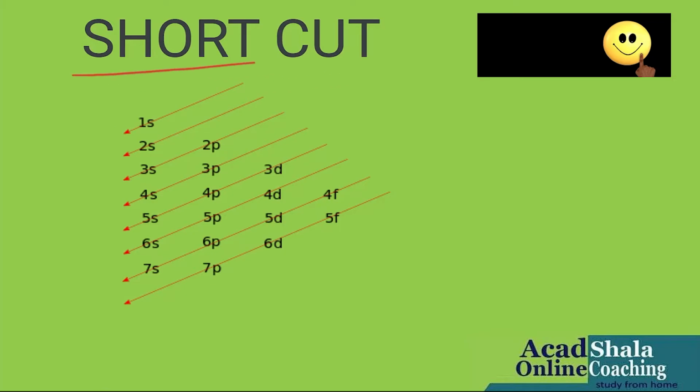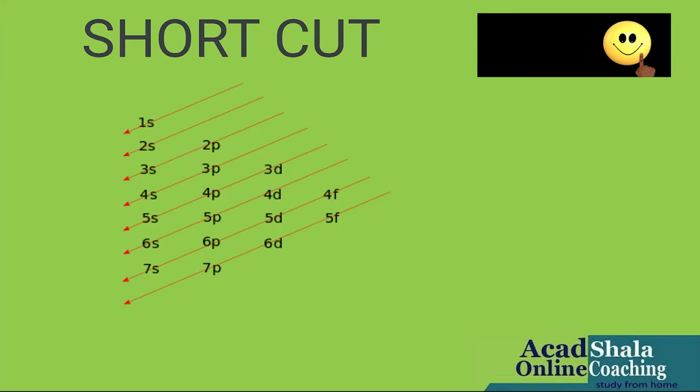Okay, so this shortcut method is this which I'm showing you on the board. What will we do? We will write the names of the orbitals like this: 1s, 2s, 2p, 3s, 3p, 3d, 4s, 4p, 4d, 4f, 5s, 5p, 5d, 5f, 6s, 6p, 6d, 7s, 7p. After writing the orbitals like this, I will start cutting diagonal lines pointing downwards.